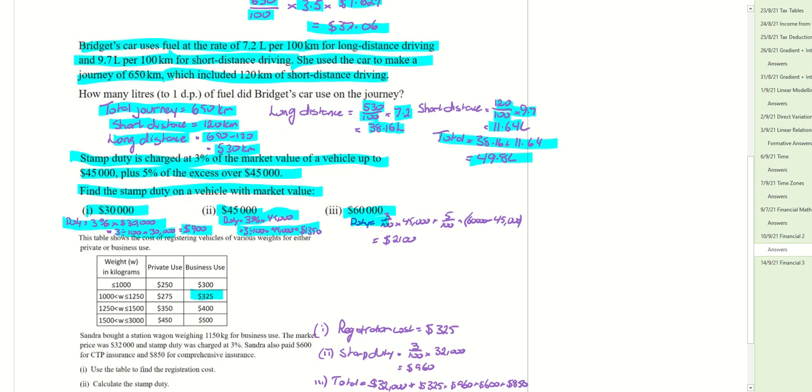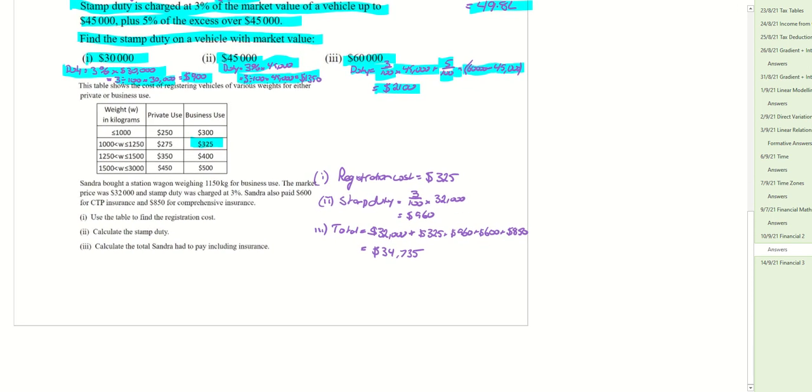My duty is 3% for up to $45,000 plus 5%, which is 5 divided by 100, for the amount of money over $45,000. The amount of money over $45,000, I'm going to set it up in my calculator. I've got 60,000 minus $45,000. Put that in my calculator and I get $15,000.